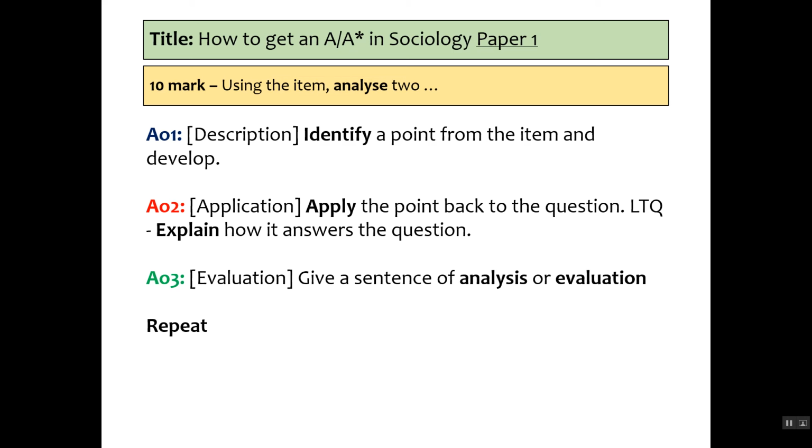Give a sentence of analysis or evaluation. Criticise it, support it, go a little bit further than you would previously. And then for the second point, you repeat. So keeping it simple, AO1, AO2, AO3. Mr. Watkins, what does that look like in an example?